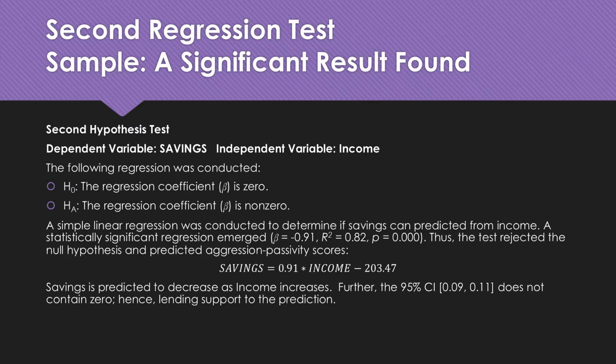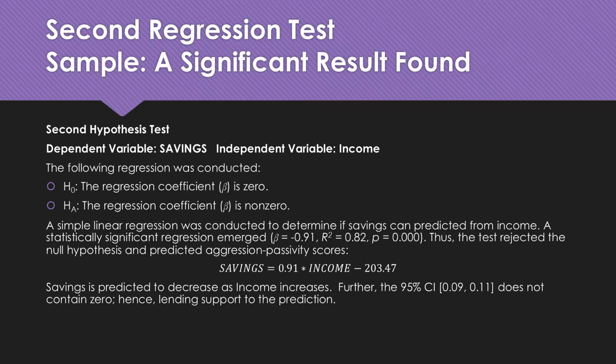A simple linear regression was conducted to determine if savings can be predicted from income. A statistically significant regression emerged. Beta equals negative 0.91, r squared equals 0.82, p-value equals 0.000. Thus, the test rejected the null hypothesis and predicted aggression passive activity scores.